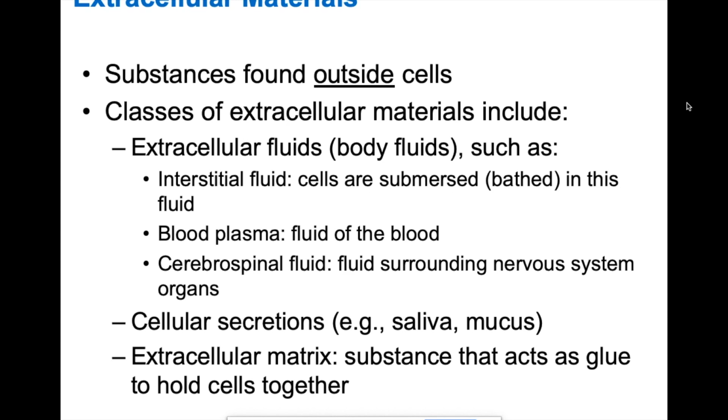You have extracellular fluids, like body fluids, if we're talking about the human body, because this is A&P, such as our interstitial fluids, which are when we have cells submerged or bathed in a fluid. We have blood plasma, which is the fluid part of your blood. You have cerebrospinal fluid, which is the fluid surrounding your nervous system organs. Next, you have cellular secretions such as saliva and mucus. And you also have extracellular matrix, which is the substance that acts as glue to hold cells together.